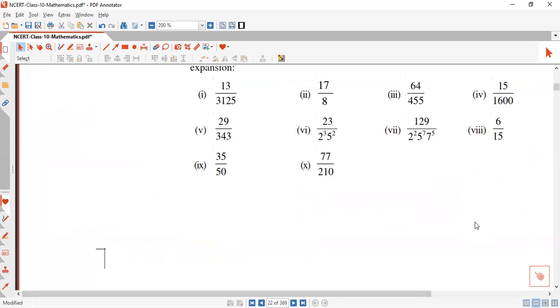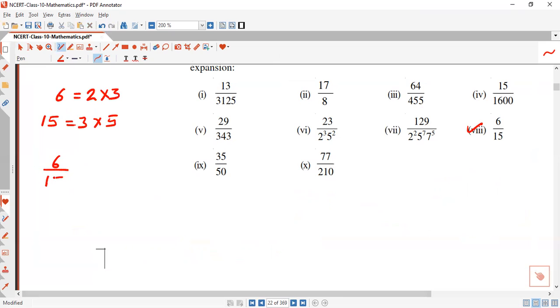Question number 8. 6 upon 15. 6 can be written as 2 into 3 and 15 can be written as 3 into 5. So 6 upon 15 can be written as 2 into 3 upon 3 into 5. Now look at this number. In the numerator and denominator, 3 is a common prime factor. So 3 will cancel out. It becomes 2 by 5.